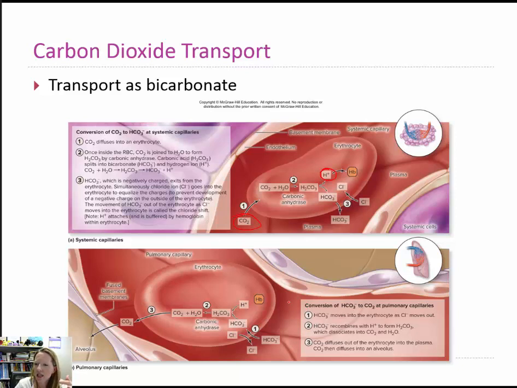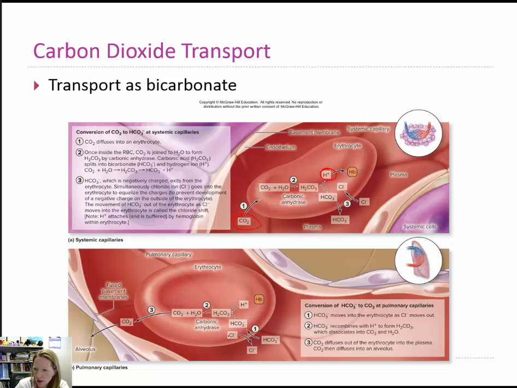Let's take a look and see how this is going to work, because we can't exhale this out. So it's going to travel around, 70% is going to travel around like this in the bloodstream, but we can't exhale bicarb out. So let's take a look and see what happens once it gets up close to the alveoli. It is going to be converted back.